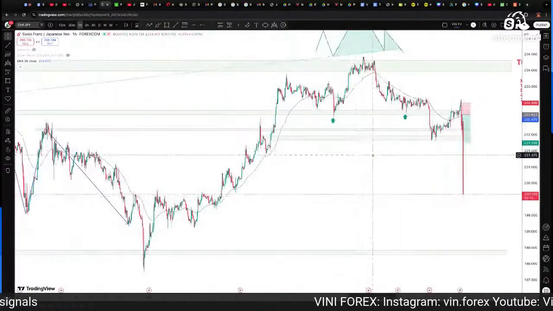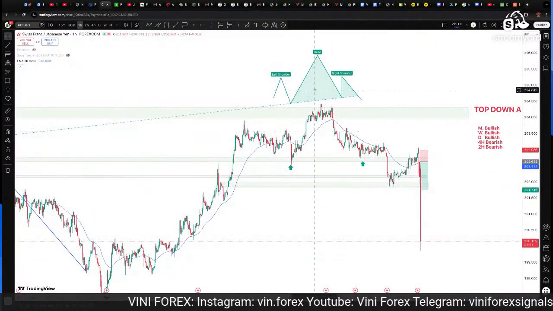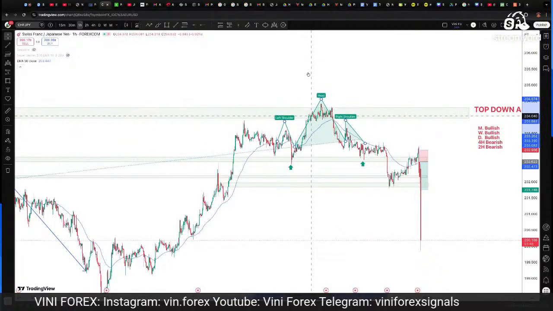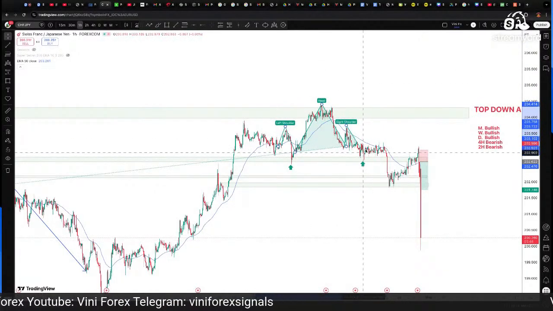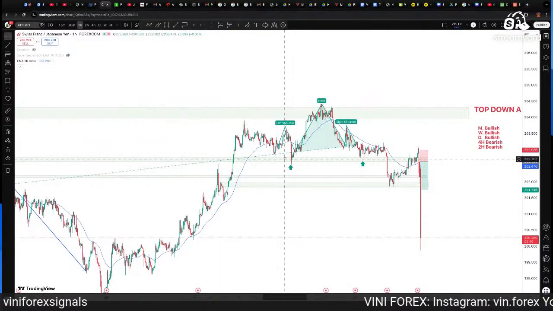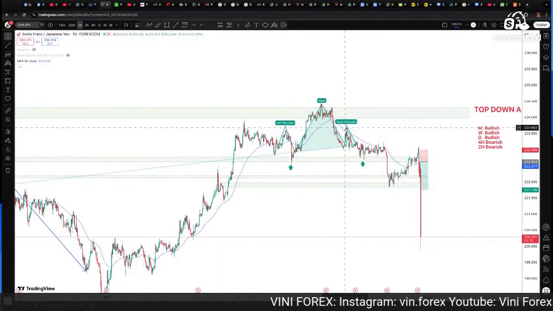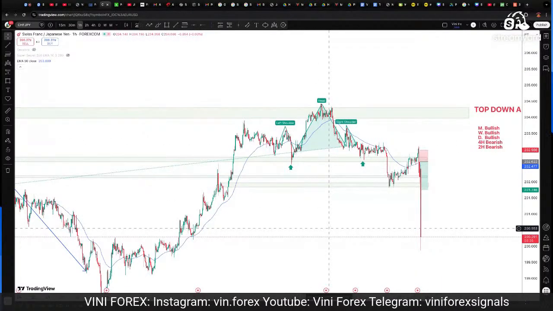Even right here, where I was seeing head and shoulders, my eyes see it, but I did not place it there. Because my eyes can see this: this is the left shoulder, head, right shoulder. My eyes were seeing this.